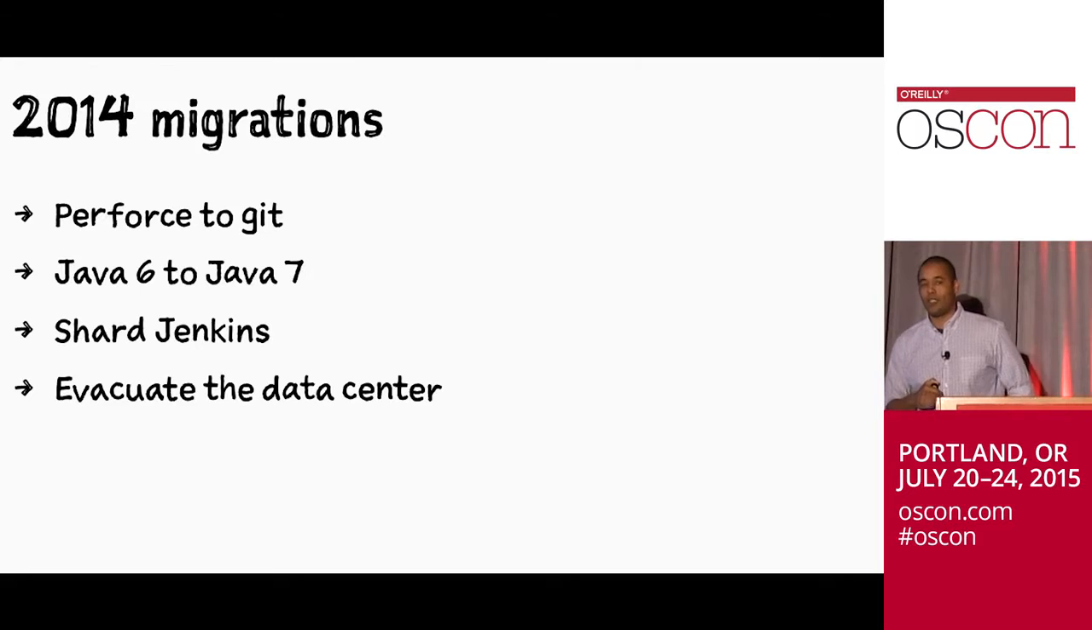So in 2014, the engineering tools team had a bunch of migrations that we had to embark on. We decided to get the company off of Perforce and move to Git. We had to get off Java 6 and onto Java 7. We had to evacuate the data center, and we're moving everything into the cloud. So a lot of the tools that ran in the data center, like Jenkins, had to be migrated out of the data center into the cloud. And as a result, we found it was better to shard Jenkins into multiple Jenkins instances for each team. But the result is this is a lot of change that we had to force on the rest of the company.